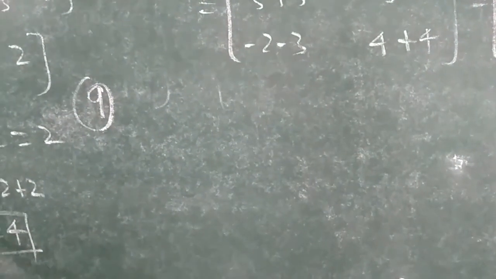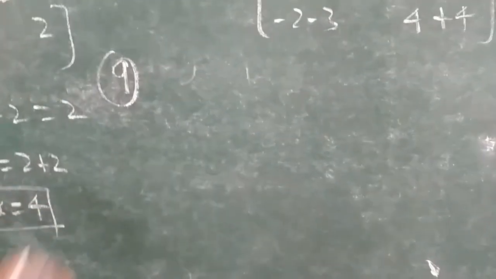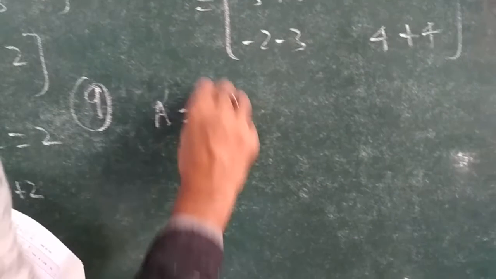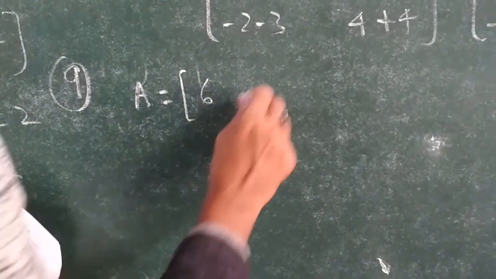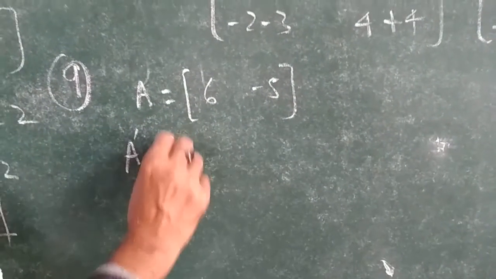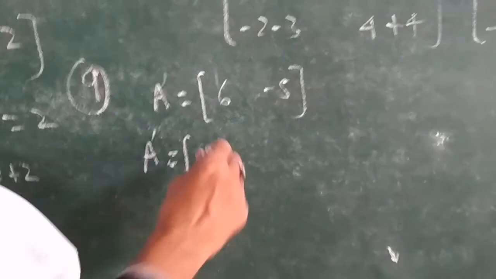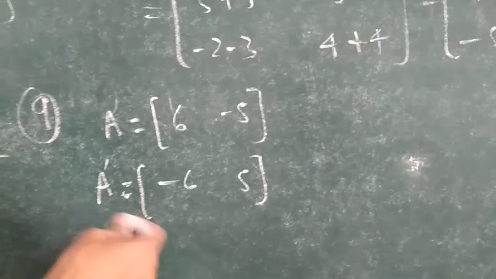You are given a matrix and you have to find the additive inverse of A, B and C. You are given a matrix A: 6, minus 5. Then A dash will be equal to what? I already told you that you have to change the sign. So minus 6 and finish. So this is the A dash.